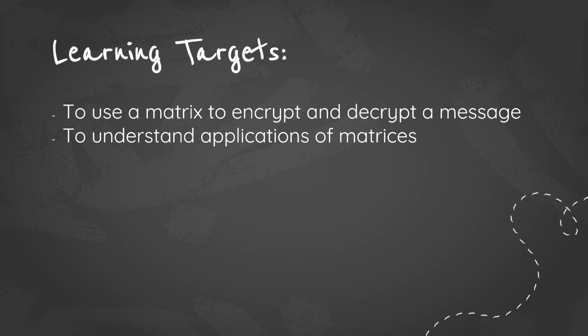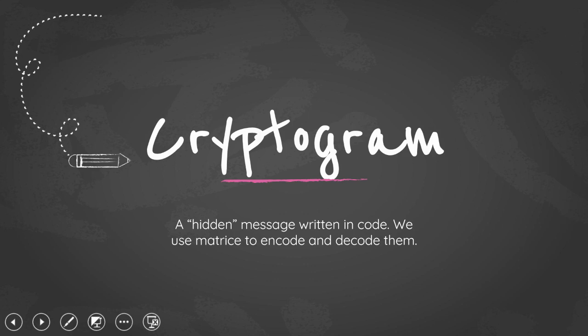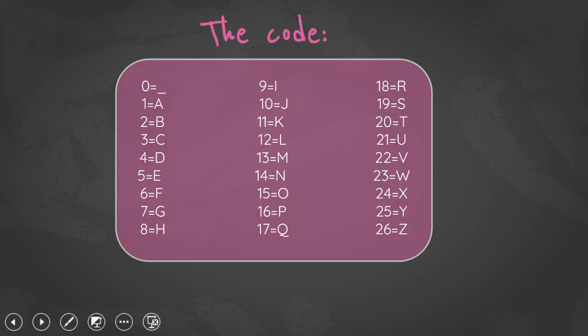So our goals are to be able to use a matrix to encrypt and decrypt a message, as well as to understand some applications of matrices. We're going to focus mostly on the message part. A cryptogram is a hidden message written in a code, and we are going to use a coding matrix to both encrypt and decrypt them and get some messages. I think this is kind of fun. I thought it would be really interesting to try out and maybe do a project on.